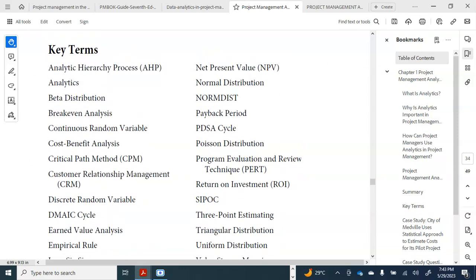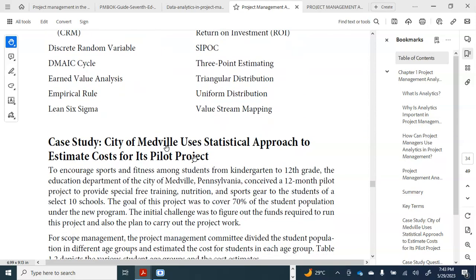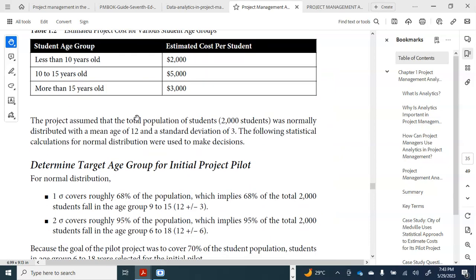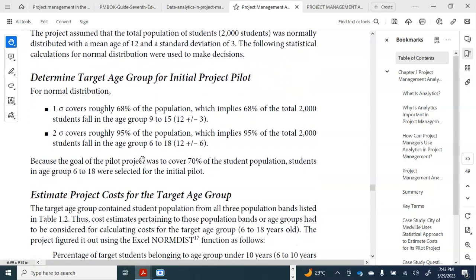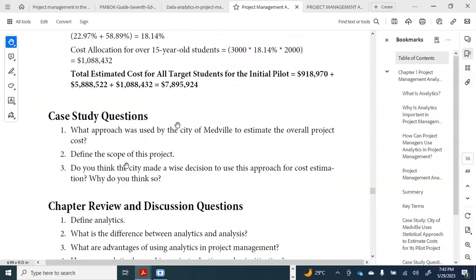I think I'm done with this class. The major thing I've already picked out is a case study of a city. This is just a case study, right? A city uses a statistical approach to estimate cost for its pilot project. This is a case study. You can read about it. Let me see the case study questions. Okay.